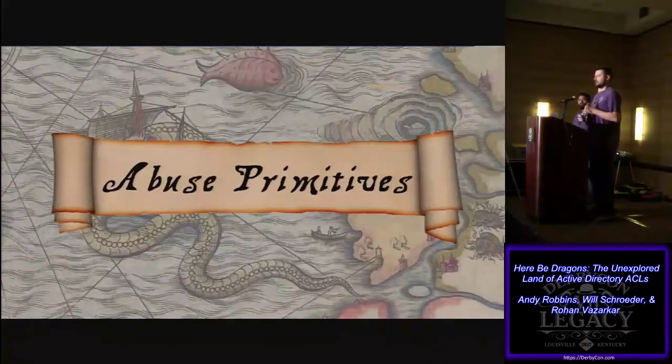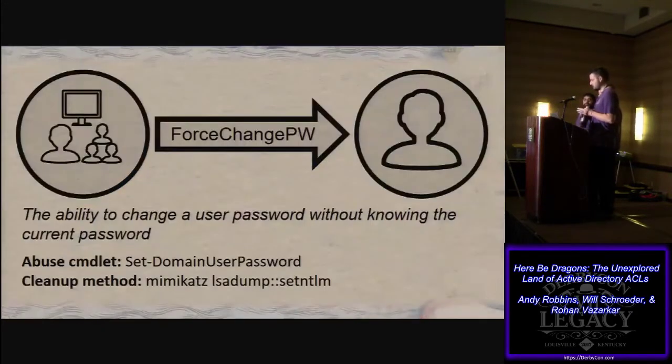All right. So how do we actually abuse these? We have all these different rights against an object. There are many of them. We have trimmed this down only to the ones that are actually relevant for taking over another object. So first of all, you have the force change password privilege. Any computer, user, or group on the left can have this privilege against a user object on the right. So this means that I can change that user's password without knowing its current value.